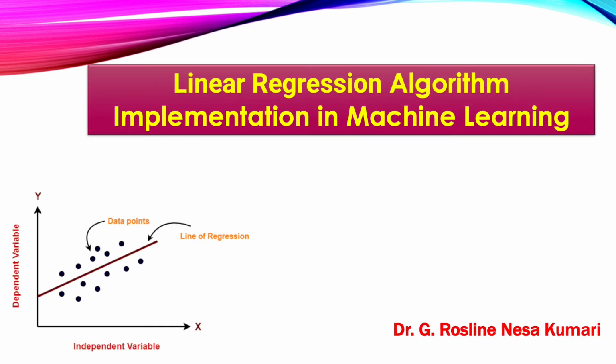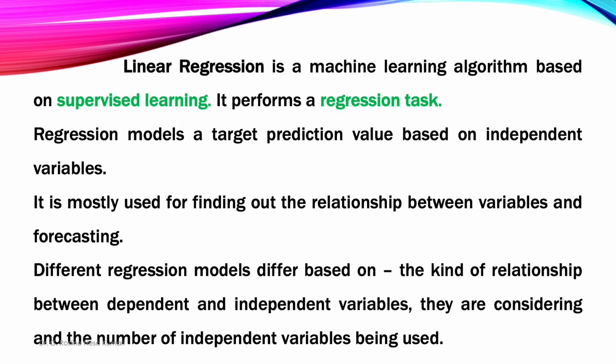In this video, we are going to see the linear regression algorithm implementation in machine learning. Linear regression is a machine learning algorithm based on supervised learning. It performs a regression task. The regression models a target prediction value based on independent variables. It is mostly used for finding out the relationship between independent and dependent variables, and for forecasting.